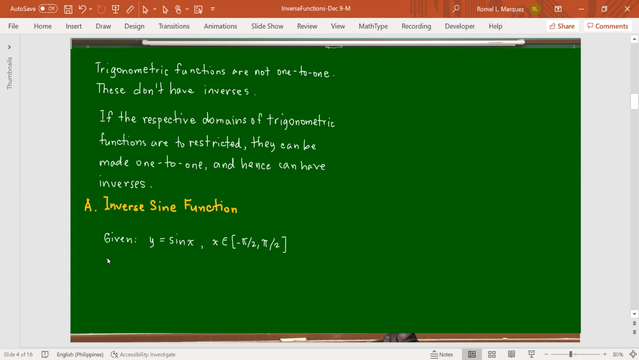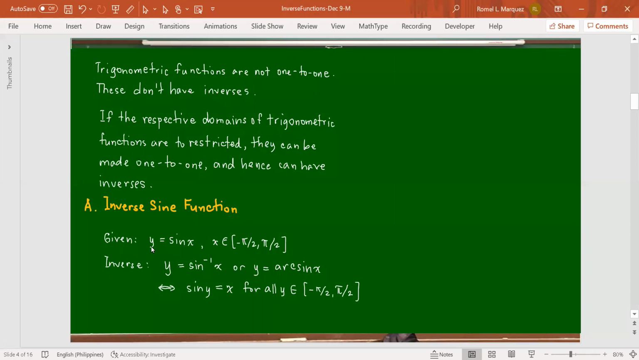So its inverse function is given by y equals sine with superscript -1 of x. It is read as inverse sine of x, or you can write the old notation, y equals arc sine of x. Now this is true if and only if sine y is equal to x for all y that is between -pi/2 to pi/2. Okay?